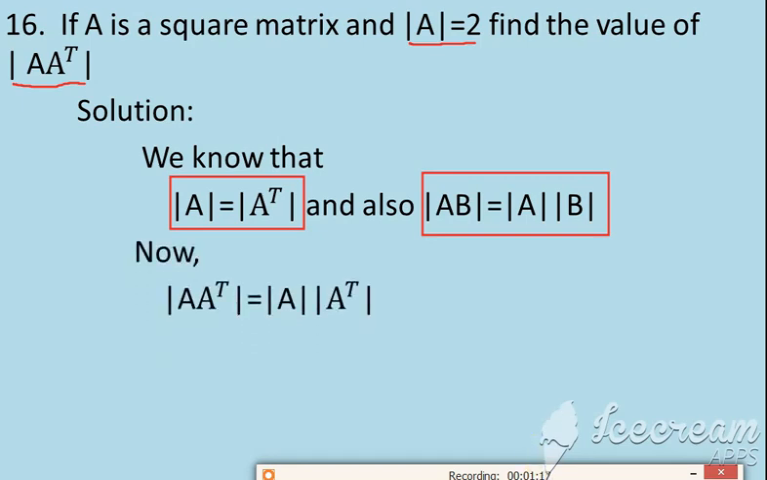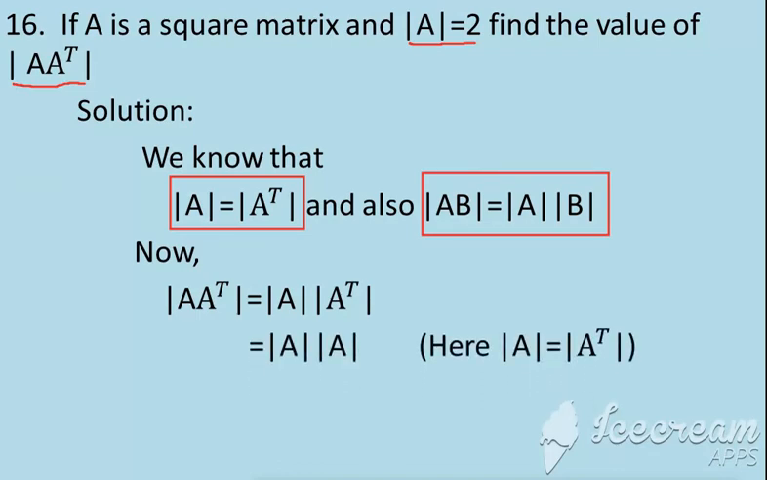Now we can write determinant of A into determinant of A transpose. Already we know that determinant of A is equal to determinant of A transpose. Now substitute here: determinant of A into determinant of A, because determinant of A is equal to determinant of A transpose. Already we know the value of determinant of A is 2. I substitute here 2 into 2. The answer is 4. That is determinant of A into A transpose.